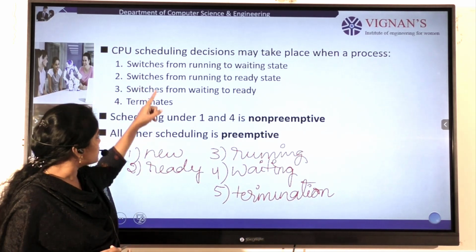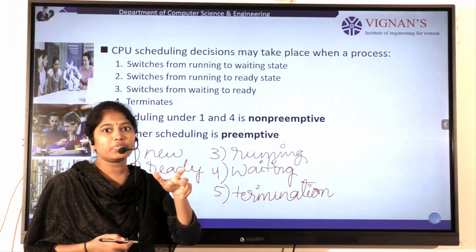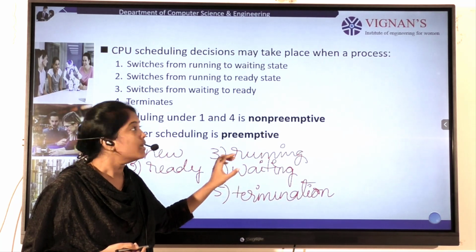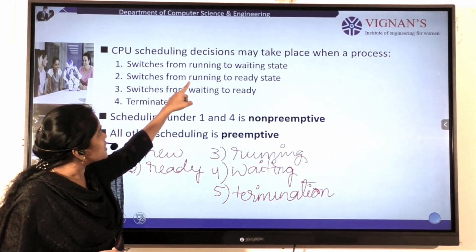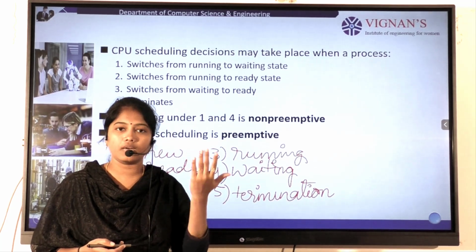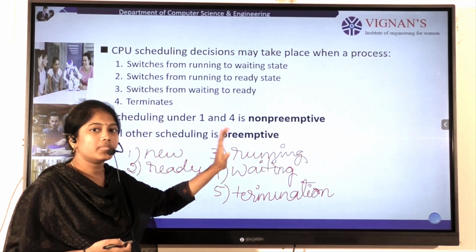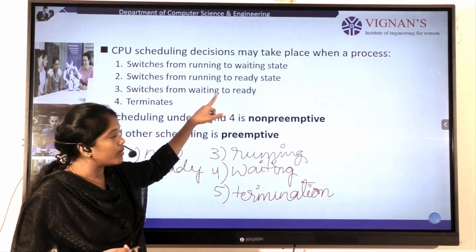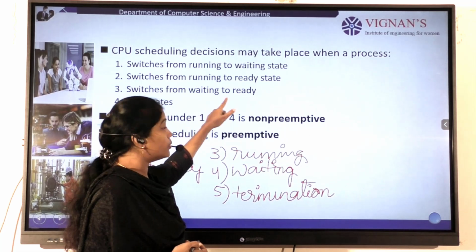So when a process switches from running state to waiting state, that means the process is interrupted by some IO interrupts or IO events, and it enters the waiting state. Second, it switches from running state to ready state. When a process is interrupted by some interrupt other than IO interrupts, it enters the ready state from running state. Next, it switches from waiting state to ready state. After completing its IO, the process enters the ready state again.